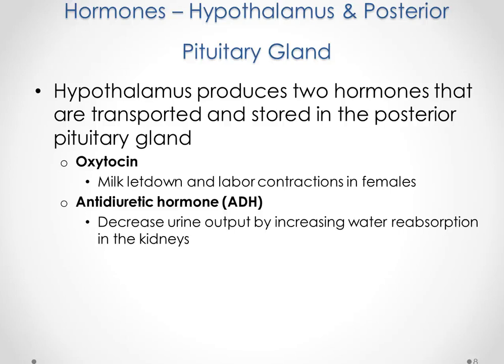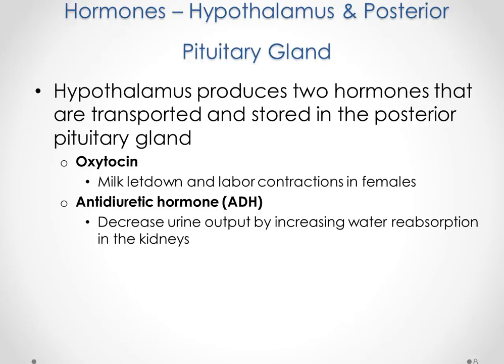These next hormones that we're going to talk about are going to be produced in the hypothalamus, and then those hormones are going to travel down through the infundibulum and be stored in the posterior pituitary gland. That's going to be its little storage area. Now, the first hormone that we're going to see that's produced in the hypothalamus is going to be oxytocin. Oxytocin deals with milk letdown and labor contractions in females.